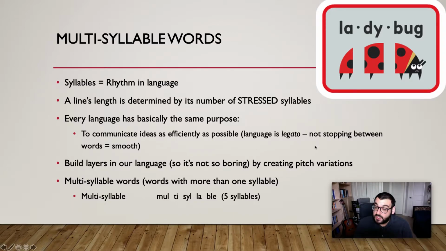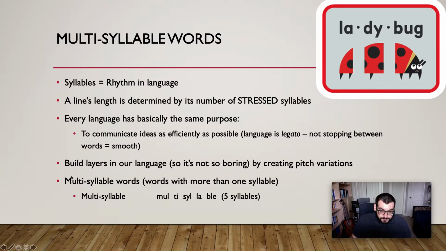Typically, language is legato. When we talk, everything is very smooth. Legato means to smooth out, okay? There's no stopping in between words. It would be very awkward if I were to stop between every word as I gave this lesson. We don't talk like that. We don't talk with stops in between our words. We talk in legato style.